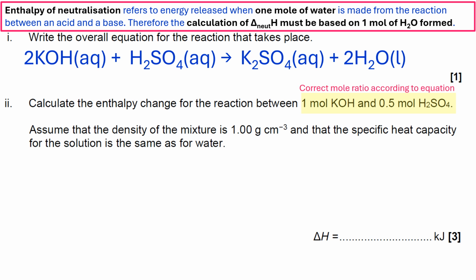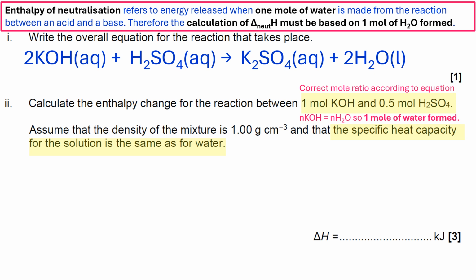This is the correct mole ratio according to the equation we just worked out. That means 1 mole of water will be formed. The reason I say that is because if you look at the KOH, there's 2 moles of KOH and 2 moles of H2O. So what they've really done is just split it in half. In other words, instead of 2 moles of KOH, you've got 1 mole of KOH. Instead of 1 mole of H2SO4, you've got half a mole of H2SO4.